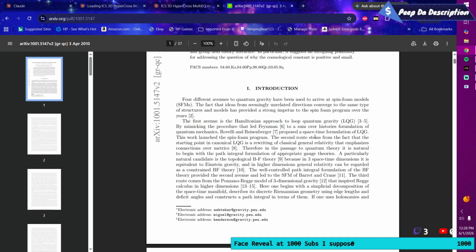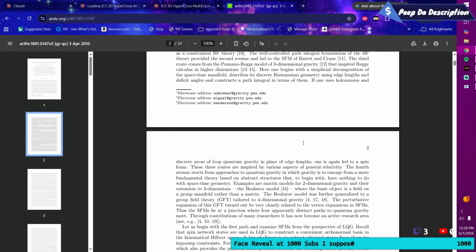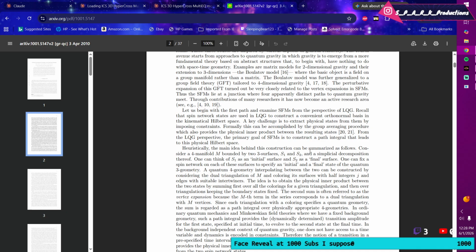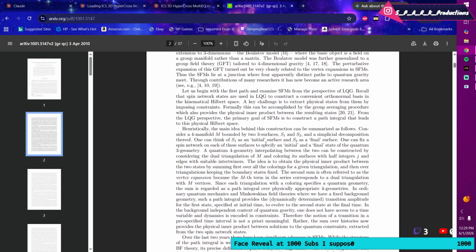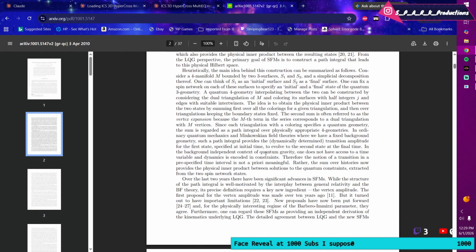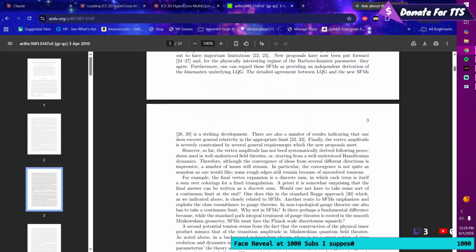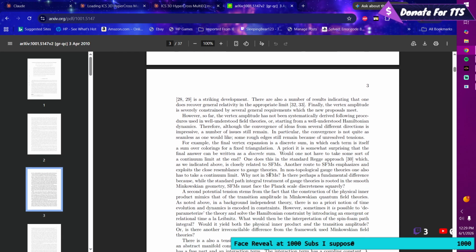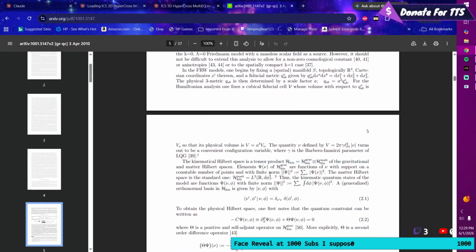Led Feynman the years. If I can put gravity in the names of their emails. It's spin foam models: determine the transition amplitude for the first state, specified at the initial time. So these are measurements that are based off time. Discrete sum. Where are the equations?